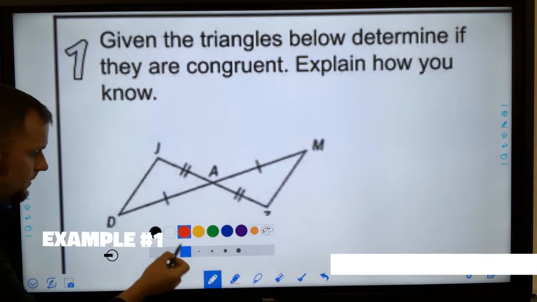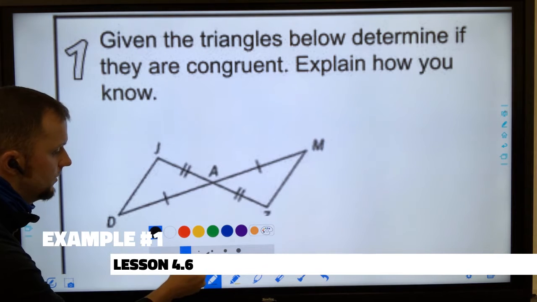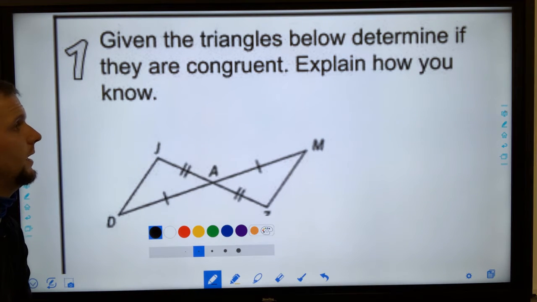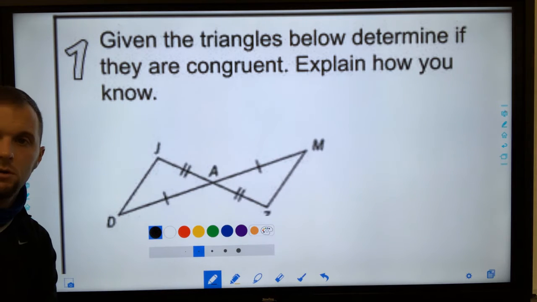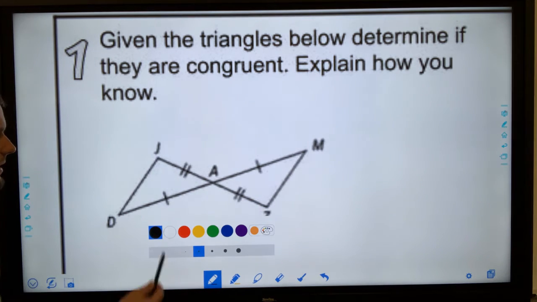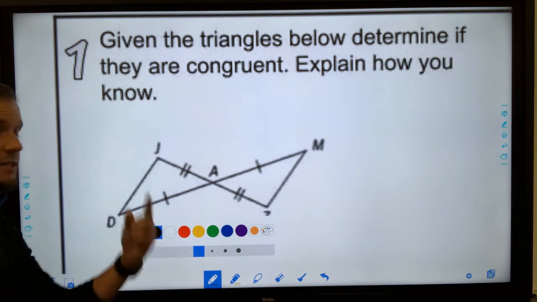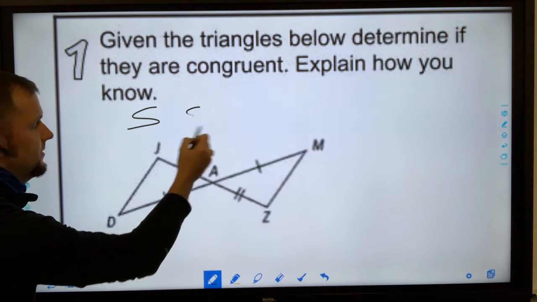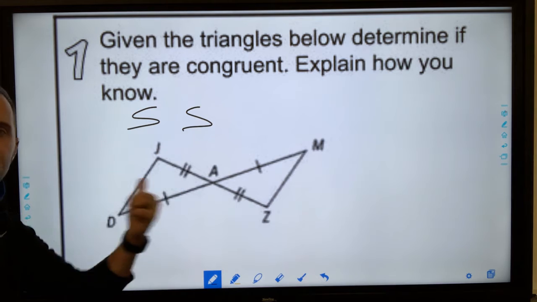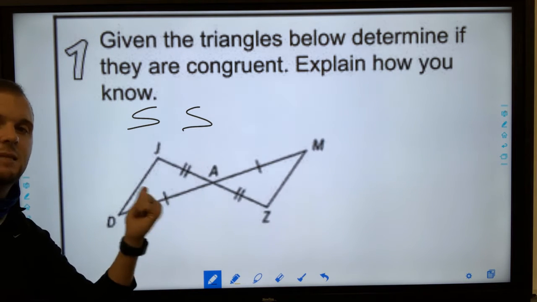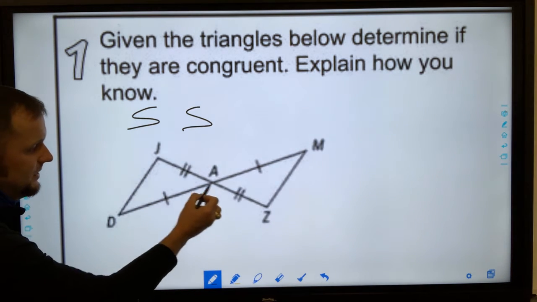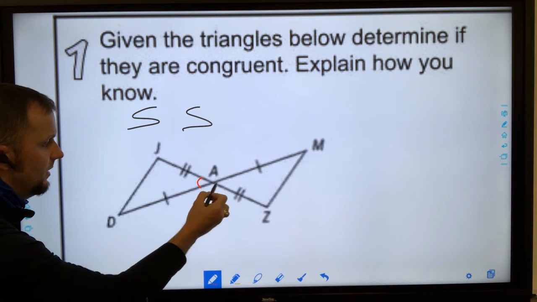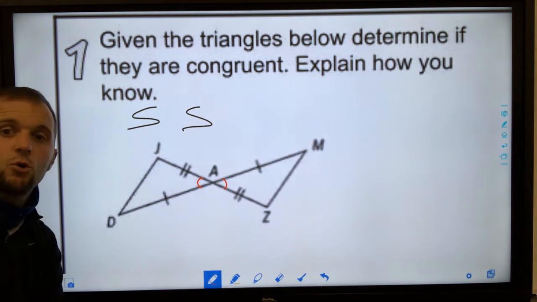All right, look at example number one. It says, given the triangles below, determine if they are congruent and explain how you know. Right now we can see that this side and this side are congruent, so that's one side. This side and this side are congruent, that's another side. There's not a third side to be congruent, so I can't do side, side, side. But what I do know is that these two angles are vertical angles, so this angle and this angle are congruent to each other.